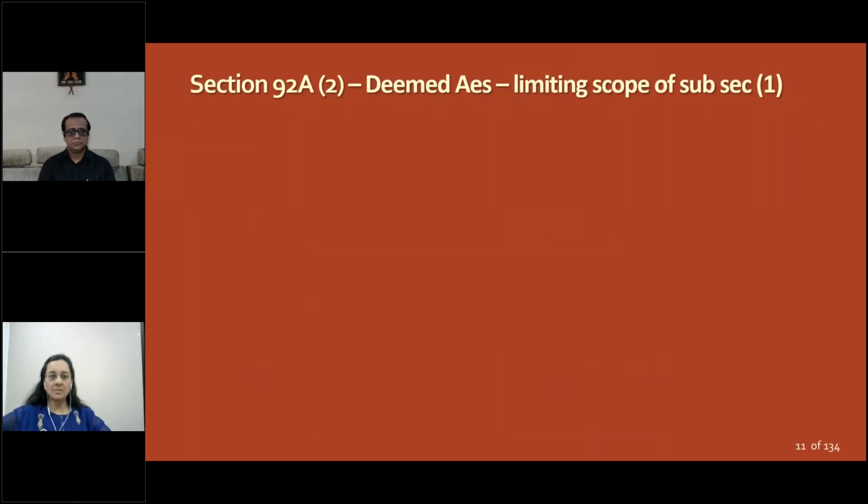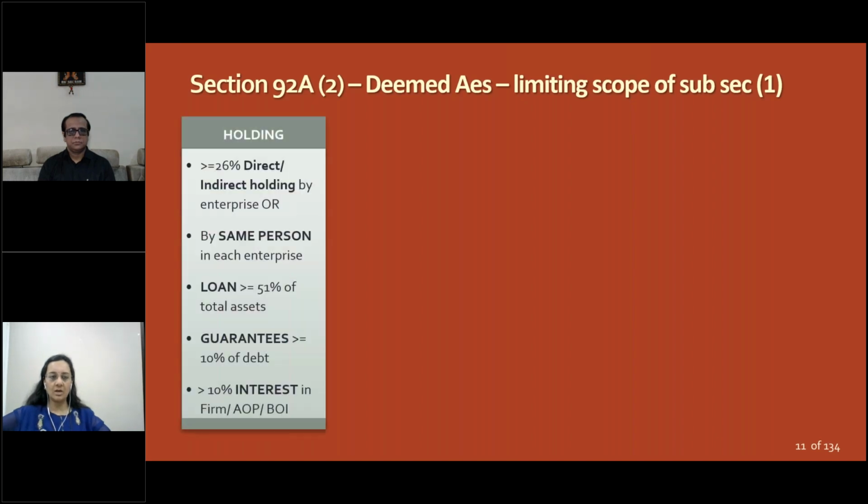Now, how does subsection 2 limit the scope of subsection 1? So for participation in capital, it says that where 26% or more is the direct or indirect shareholding by an enterprise or by the same person, or where the loan is greater than 51% of the total assets, where guarantees given are greater than or equal to 10% of the debt, or where 10% of the interest in a firm, AOP or BOI is held by the same person either directly or through another person indirectly.